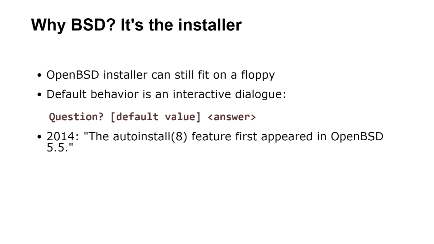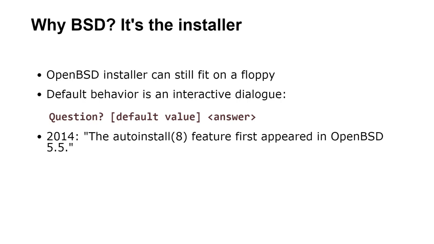But floppy disks aren't the thing that I like most about the OpenBSD installer. That's just a fun fact. The installer is a very straightforward interactive dialog. Each line is structured as a question, then a default value in brackets, and you get the option to type in an answer or hit enter to accept the default. That's nice, but it gets even better. In 2014, in OpenBSD 5.5, they added an auto-install feature. We'll get to that in a sec.